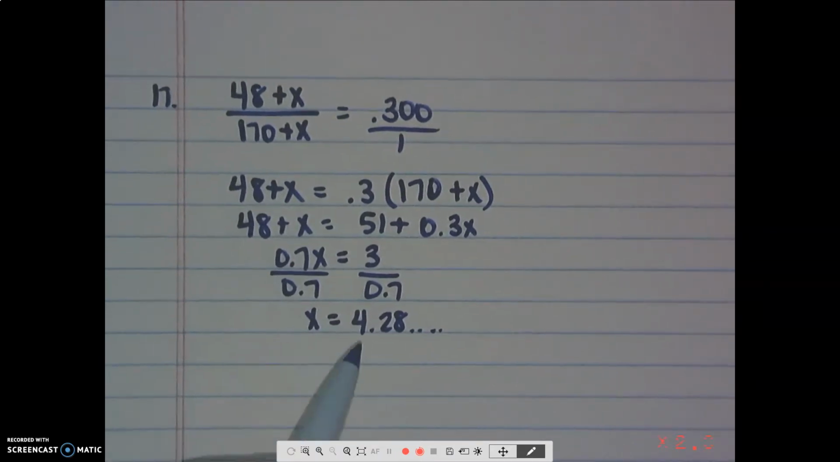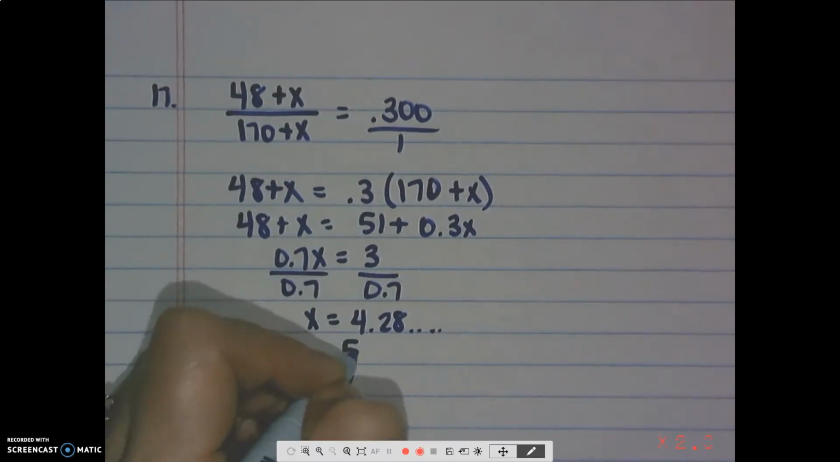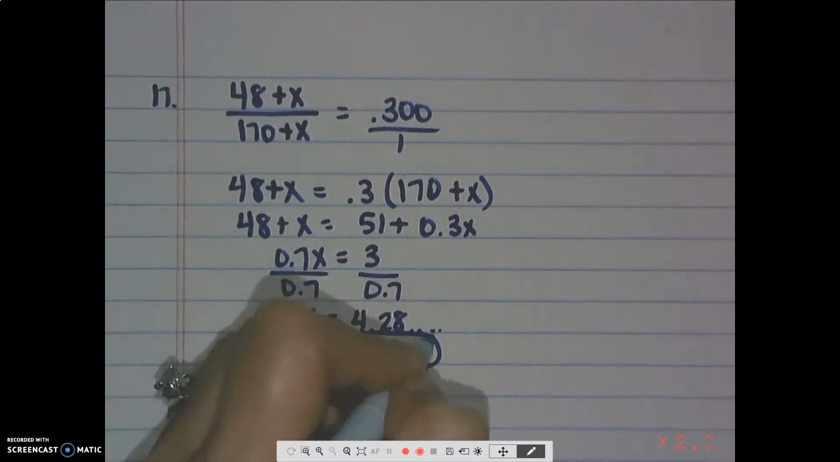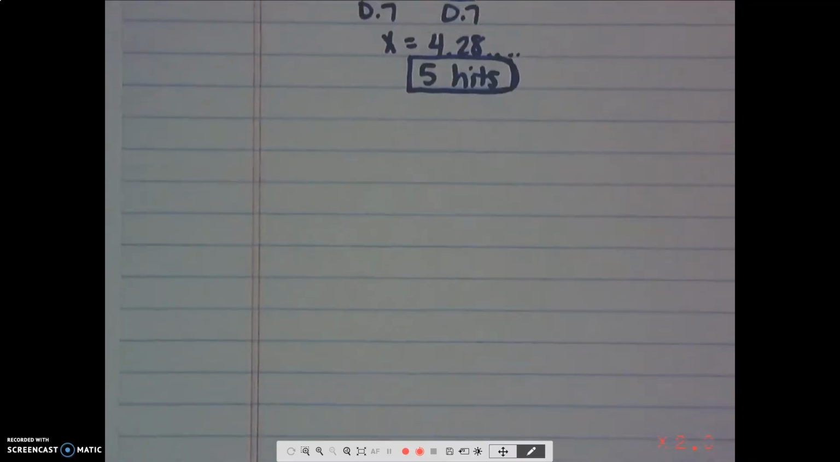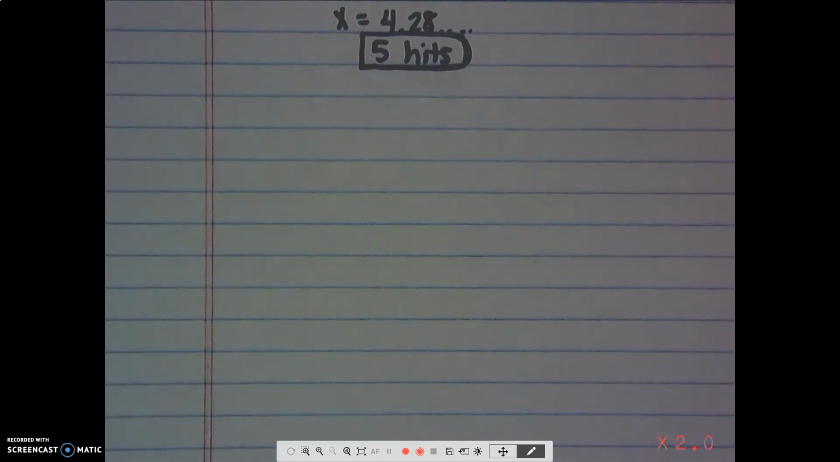With this, can you have 4.28 hits? Absolutely not. So we need to round this up to 5 hits. Okay. If we had 4 hits, that wouldn't be quite enough. All right. The last one we're going to quickly look at here is number 23.